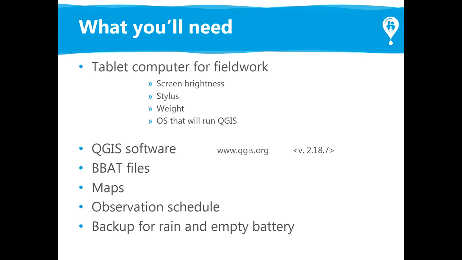Secondly, you probably also want to acquire a stylus, which is an electronic pen. It's a precision pointing tool that you can use to pinpoint exactly where you want to place the dot that represents the location of a person.